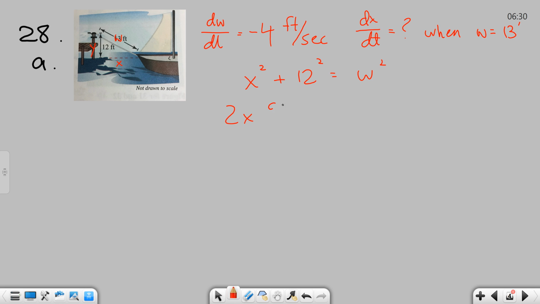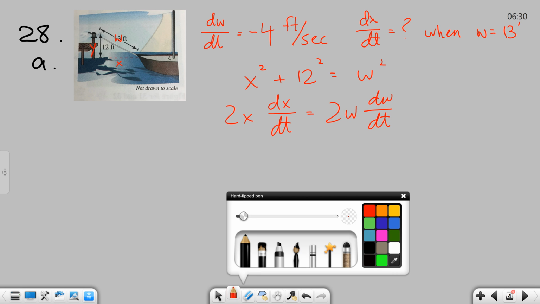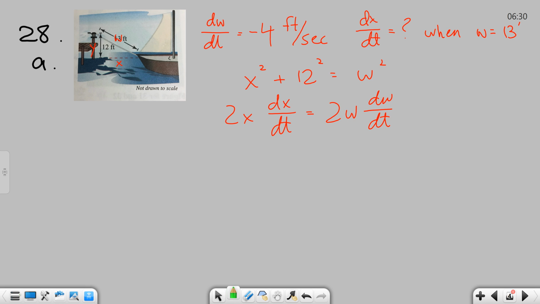Taking the derivative here, we get 2x dx/dt equals 2w dw/dt. By now, this should be pretty commonplace. There are 4 unknowns in this problem. What do I know? I'm going to have to do a sidebar over here and figure out one of the variables. I don't know what x is. I know what w is, it's 13. I'm looking for dx/dt. I know what dw/dt is, but I need to find x.